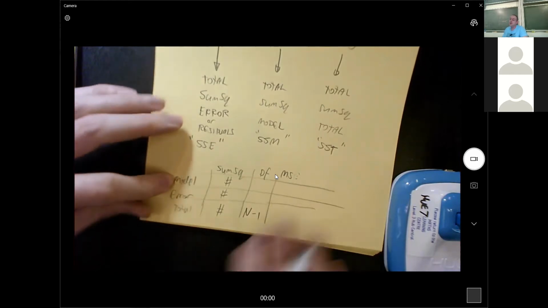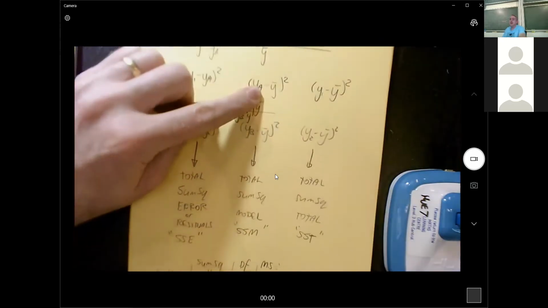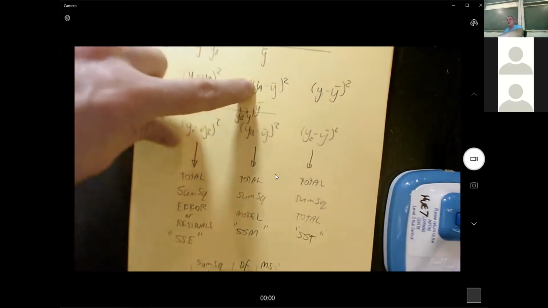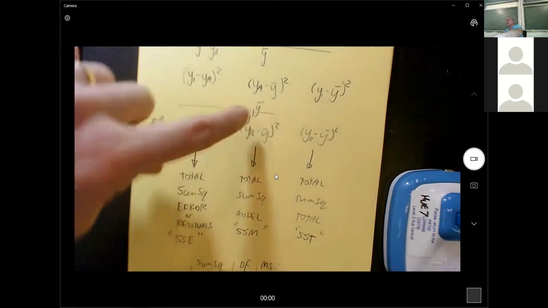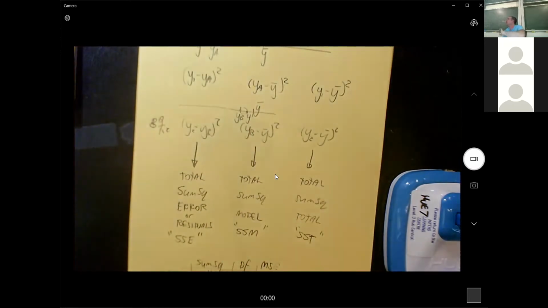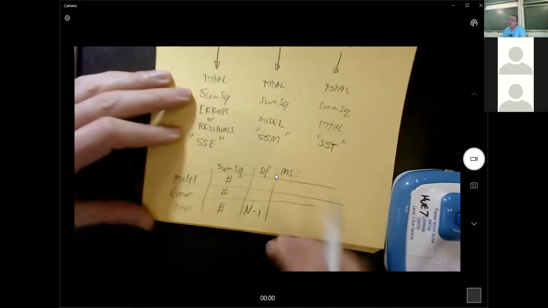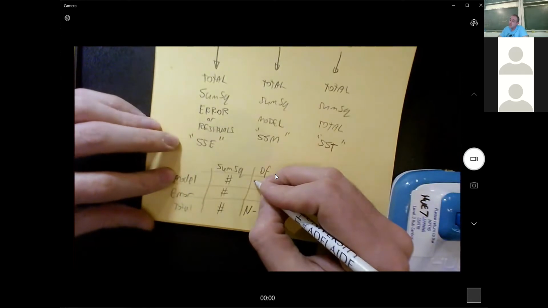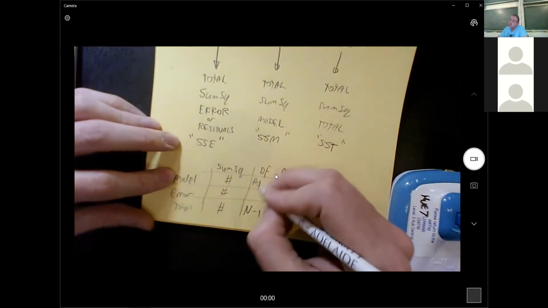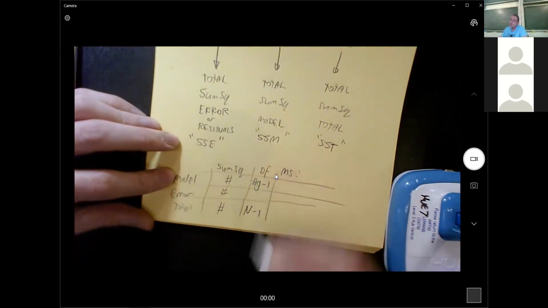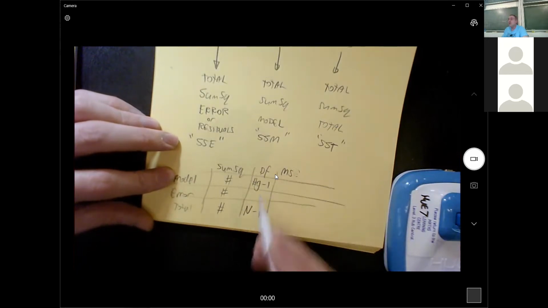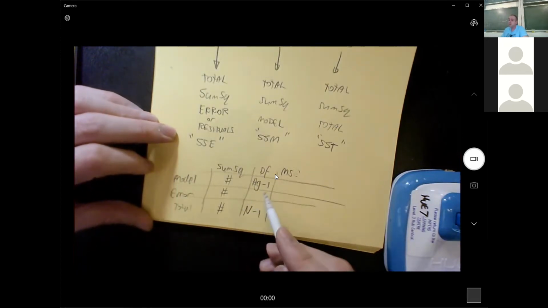The model, these are all calculated from the local group means. Once you've chosen 2 of them, then the other one will have to be whatever it is in order for the grand mean to work out to the same thing. And so this is going to be the number of groups minus 1. And then the error will be all the ones that are left. So whatever this is minus that goes in this spot here.